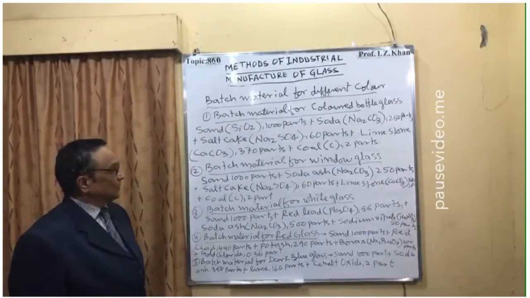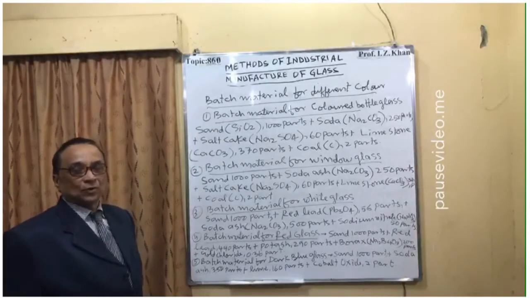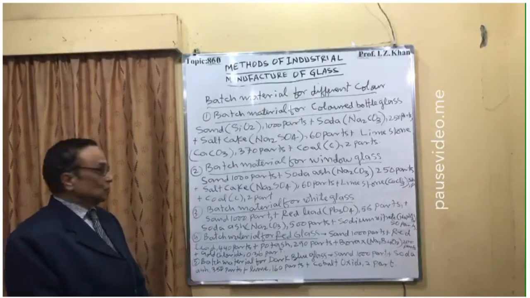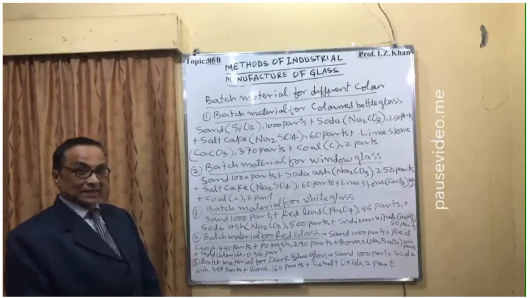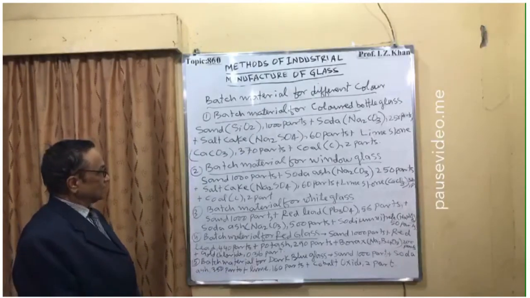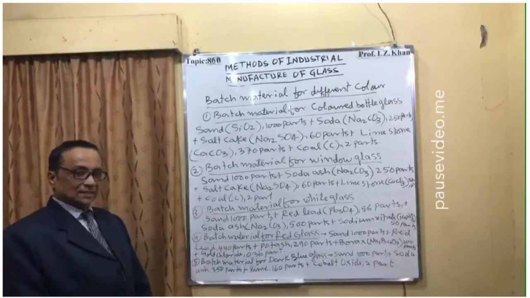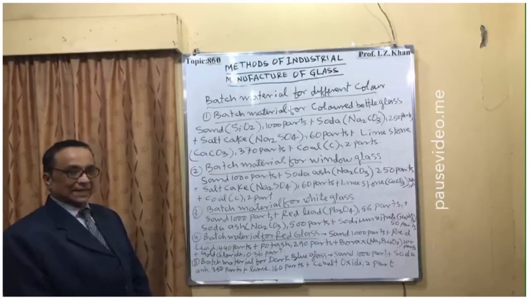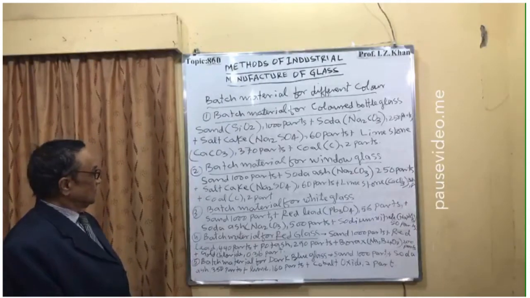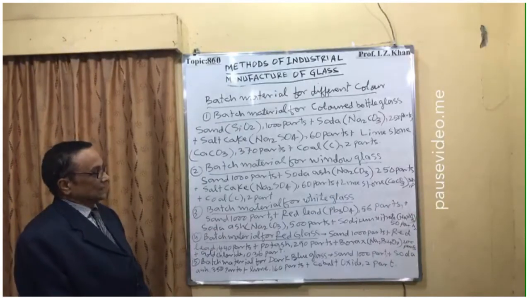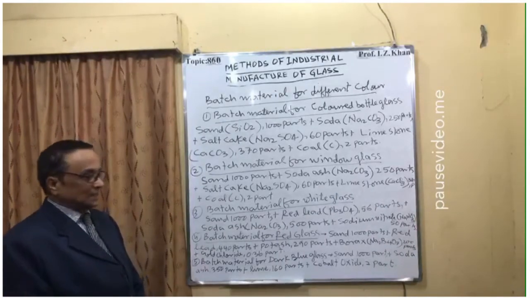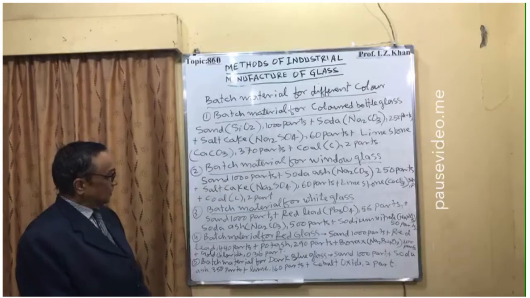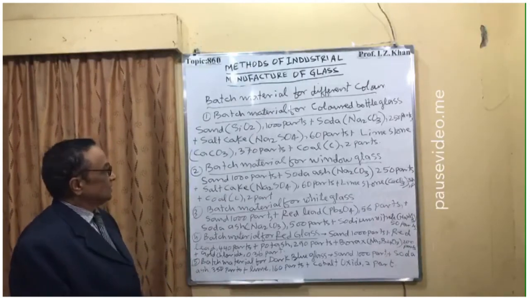Number two, batch material for window glass. If you are aiming to manufacture window glass industrially, this is the ratio of ingredients. Sand 1000 parts. The main ingredient is first silica or sand, always 1000 parts, plus soda ash, the second one, 250 parts, plus salt cake, Na2SO4, 60 parts, limestone, that is calcium carbonate, 370 parts, plus coal with carbon, 2 parts. So this is for the window glass.